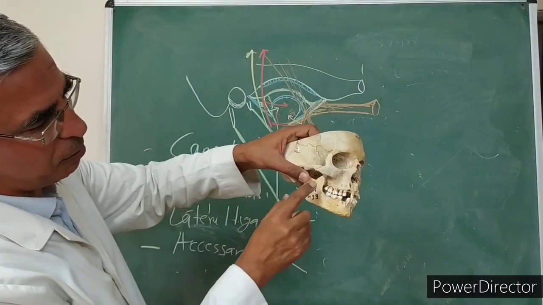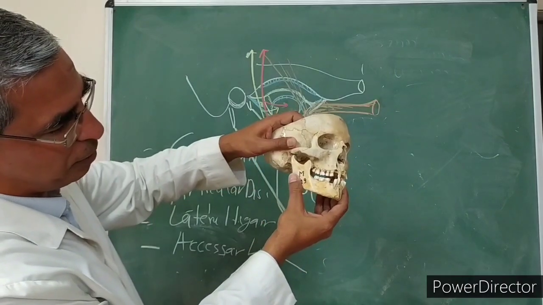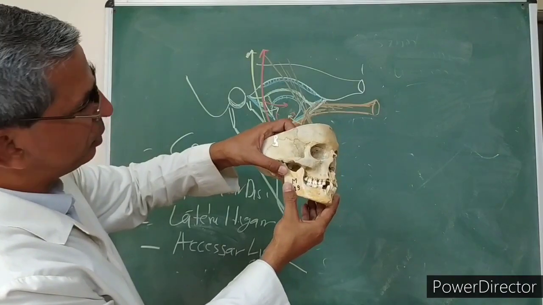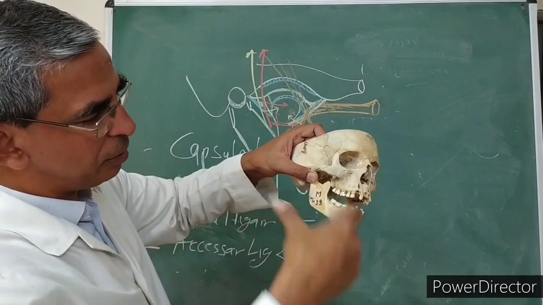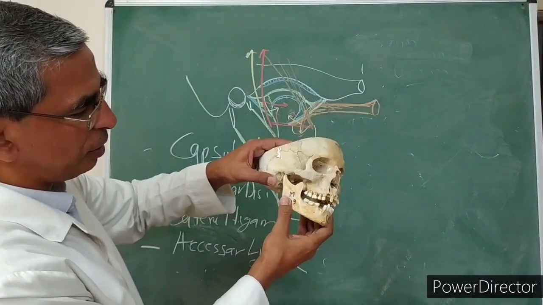Excessive protraction is limited by the posterior fibers of the temporalis muscle. The temporalis muscle is at least here. So excessive protraction is prevented by the temporalis muscle. Protraction is done by the lateral pterygoid muscles of both sides when they contract together. Clear? Now elevation, retraction.